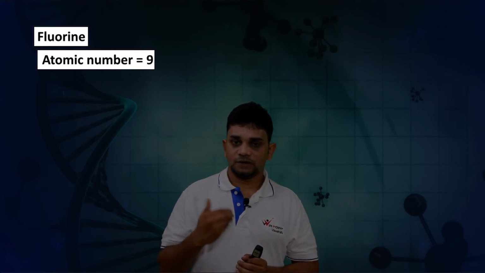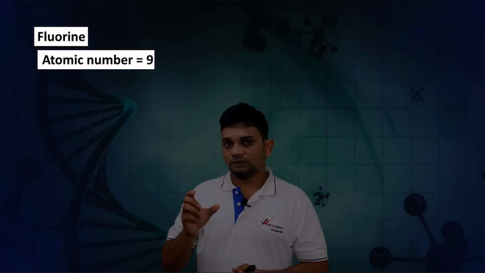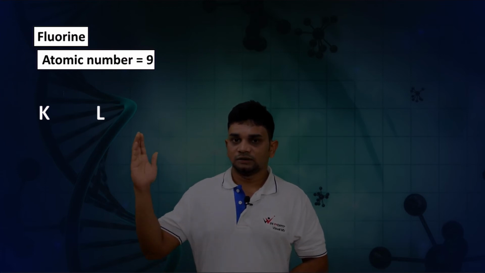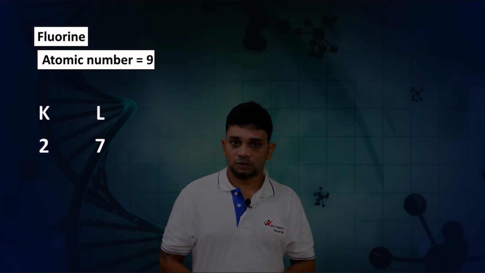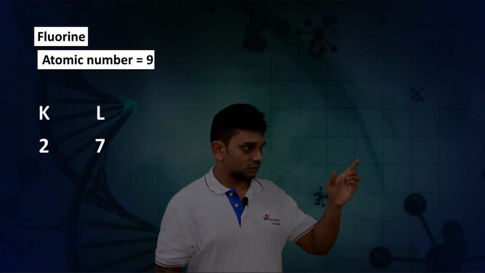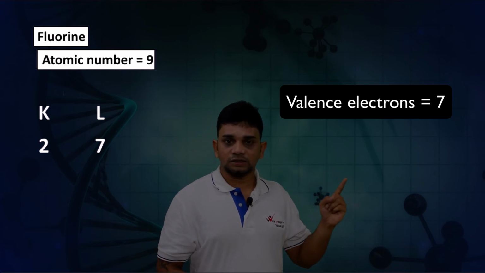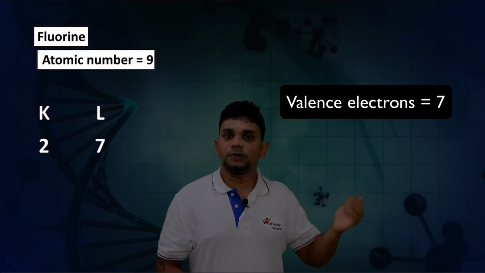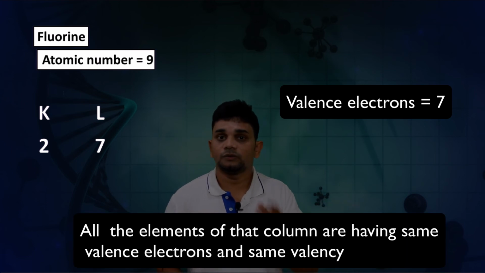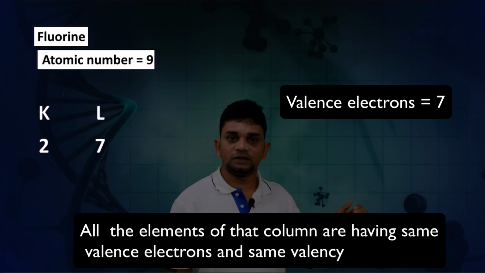Next question is related to fluorine. The same question. Fluorine is a member of a group. First we are finding the valence electrons. The elements present in the same group as fluorine will have the same number of valence electrons and the same valency. We can write the electronic configuration. K, L, these are the shells. The electronic configuration will be 2, 7. What will be the number of electrons in the outermost shell? The number of electrons is 7. What will be the valency? There are 7 electrons in the outermost shell. To complete the octet, 1 electron is required. So the valency is 1.